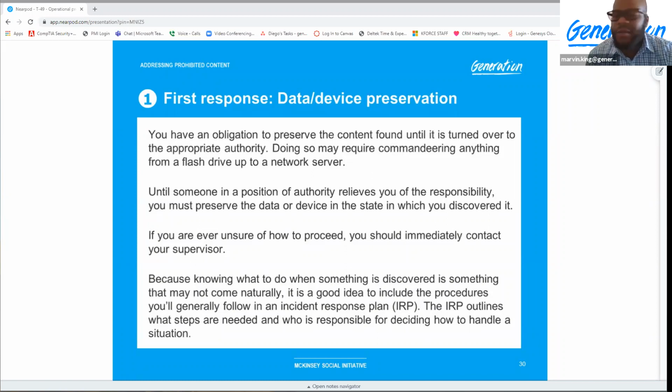Let's see here. I'm going to read this last couple. If you are ever unsure how to proceed, you should immediately contact your supervisor, of course, because knowing what to do when something is discovered is something that may not come naturally. It is a good idea to include the procedures you generally follow in an incident response plan. The IRP outlines what steps are needed and who is responsible for deciding how to handle the situation.